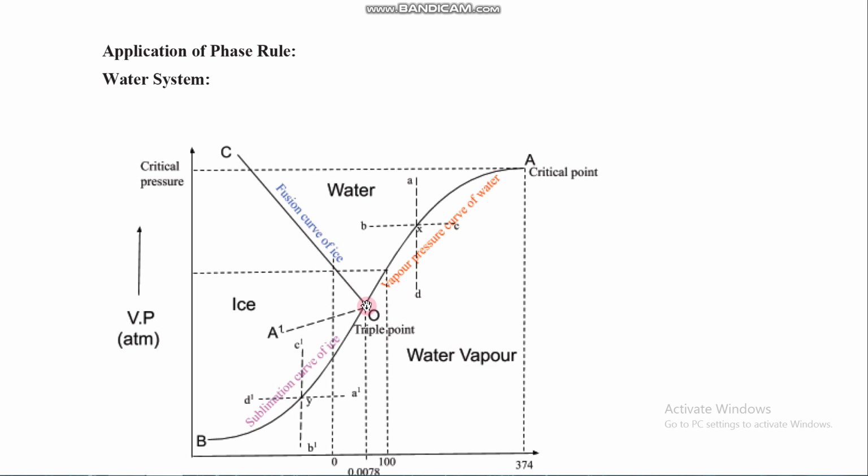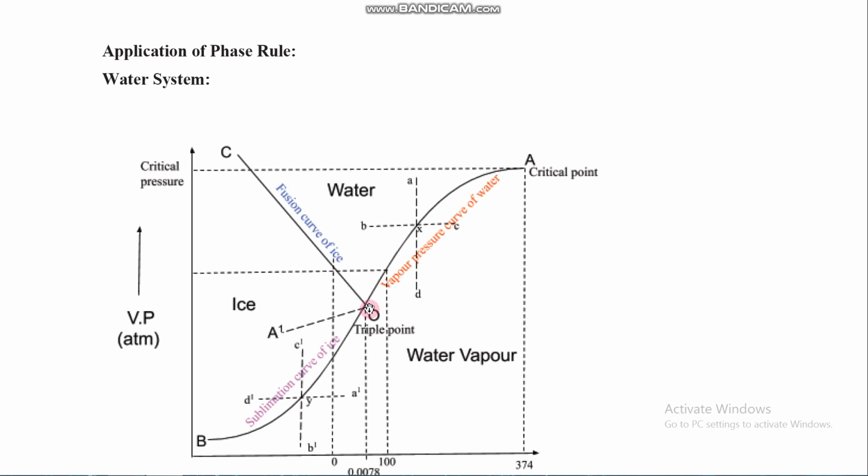So we can define it as: at the point where three phases are in equilibrium, the degree of freedom is 0. Therefore, the system becomes invariant. That point is known as a triple point. Correct? This is the triple point.